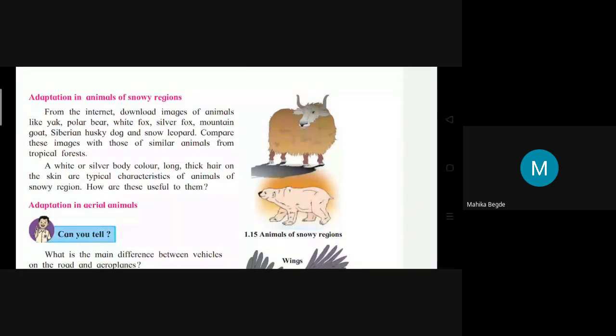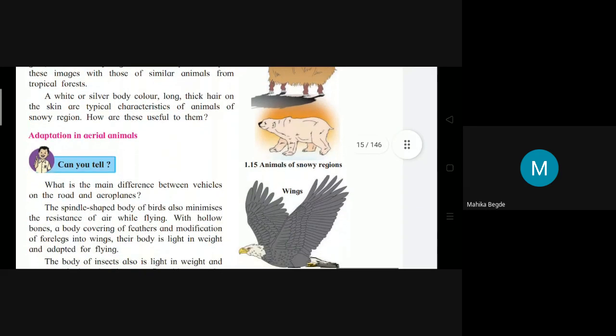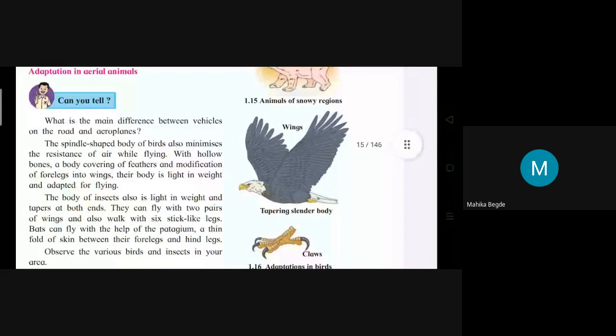Then we saw adaptation in animals of the snowy region. What is the adaptation for them? What are the animals present in the snowy region? Yak, polar bear, white fox and silver fox, and mountain goat also, Siberian husky dog and snow leopard. What is the adaptation? They have white and silver body color so that they can hide themselves in the snow. They have very long and thick hair on the skin so that they can be protected from the cold.